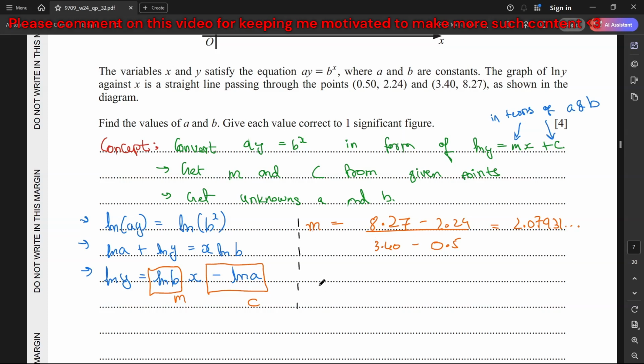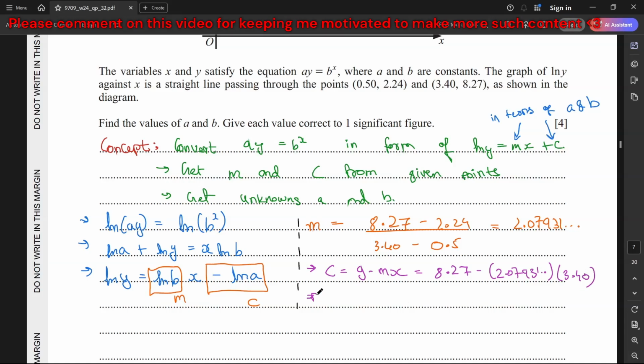And exactly the same thing I can do for the c. So how can I get the y-intercept using these points? It is pretty simple. We know that y is equal to mx plus c. Now let me change another color to get the c. So c will be equal to y minus mx. In place of y, you put, for example, 8.27. In place of m, you put this value of the gradient that you've just got, 2.07931 dot dot dot. And for the x, you need the respective x coordinate when y is 8.27, that is 3.4.